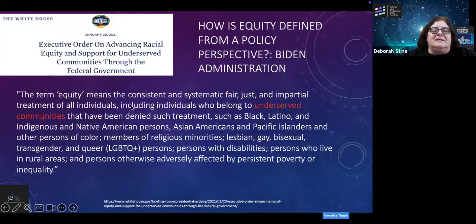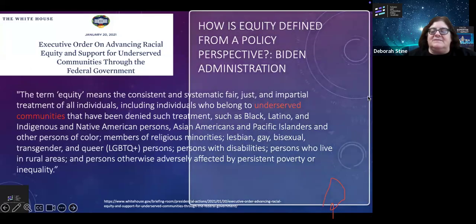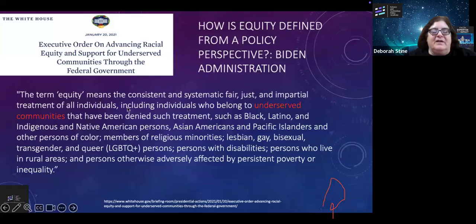So you'll see here that equity means the consistent and systematic, fair, just, and impartial treatment of all individuals, including individuals who belong to underserved communities, which I'll talk about in a second, that have been denied such treatment. And it gives a whole list of people. So this is, as far as I'm aware, the only real formal definition at the federal government level of equity.